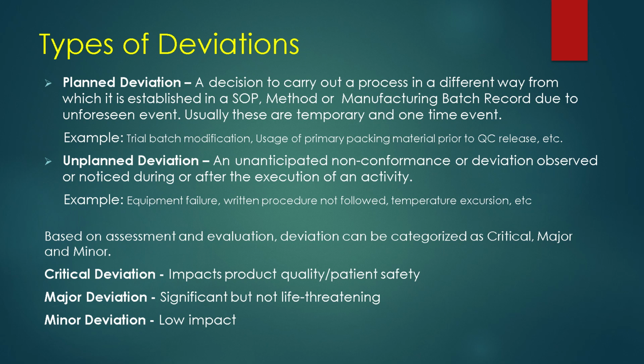Unplanned deviation is an unanticipated non-conformance or deviation observed or noticed during or after the execution of an activity. Examples: equipment failure, written procedure not followed, temperature excursion, etc.